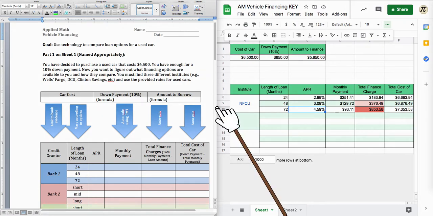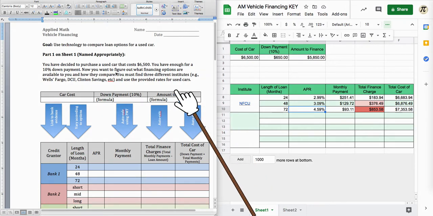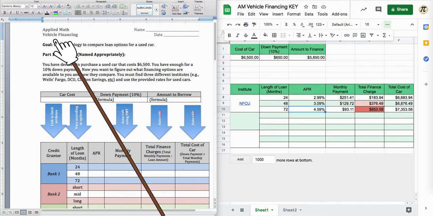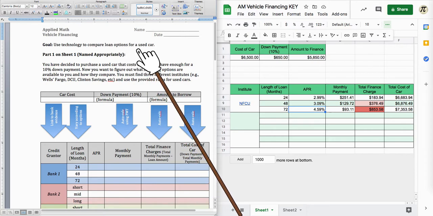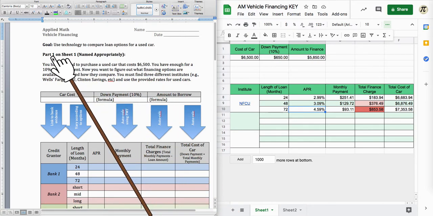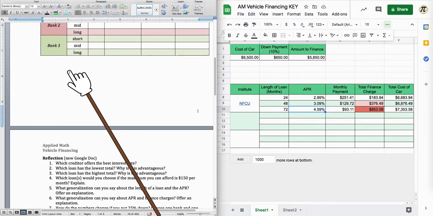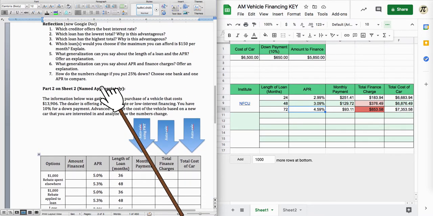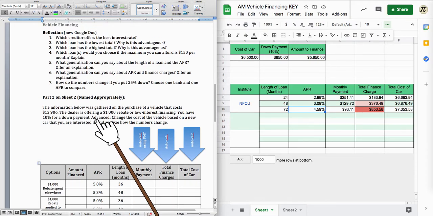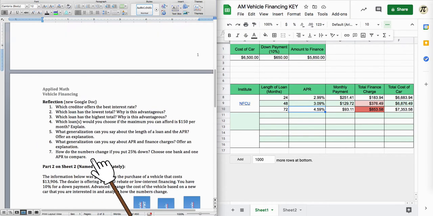Hello, Applied Mathers. We are going to walk through this new project called Vehicle Financing. You're going to use technology to compare loan options for a used car. You're going to have two sheets, one that looks like the colored one, and this one down here, of course, can be used colored as well, and a second sheet where you're looking at a separate scenario.